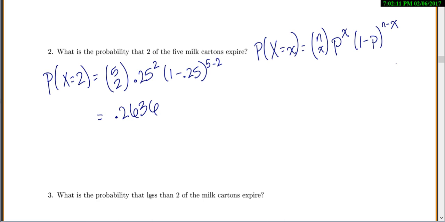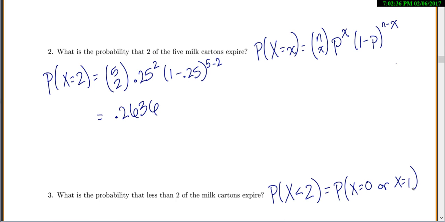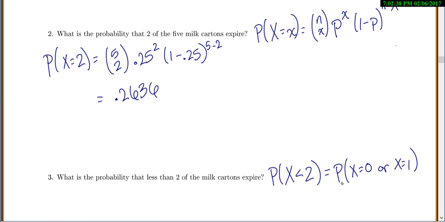Now, number 3 is, what is the probability that less than 2 of the milk cartons expire? So we're looking for the probability that x is less than 2. It turns out they were never able to come up with a nice CDF formula for the binomial distribution, so you have to do this one by one. If x is less than 2, then that means x equals 0 or x equals 1, right? Those would be my 2 options for things that are less than 2. So I have to find both of these probabilities one at a time.